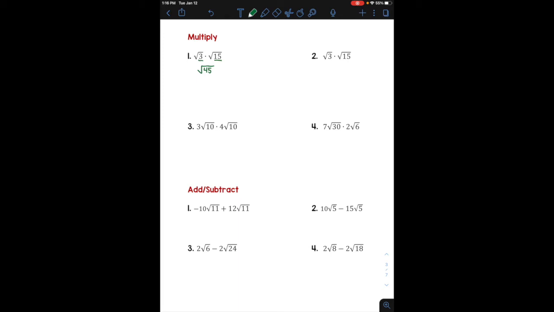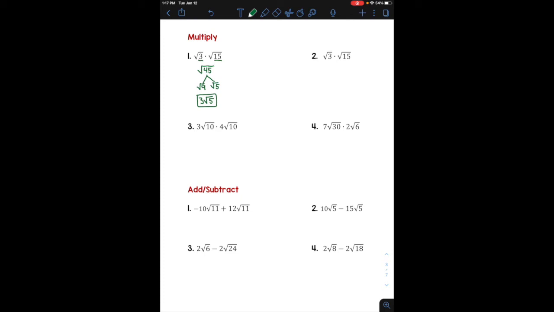Once you multiply, ask yourself if there is a perfect square that goes into the number inside the radical, so we could simplify it. In this case, the biggest perfect square that goes into 45 is 9, 5 times. And we could reduce our answer to 3 root 5, since the square root of 9 is 3, and we wouldn't be able to reduce the square root of 5 any further.